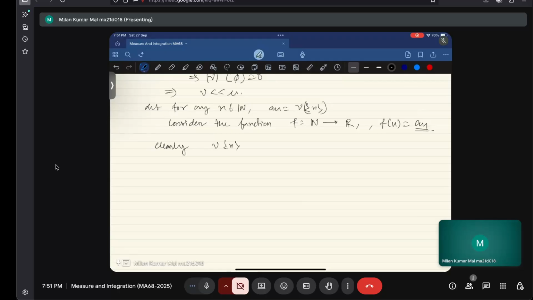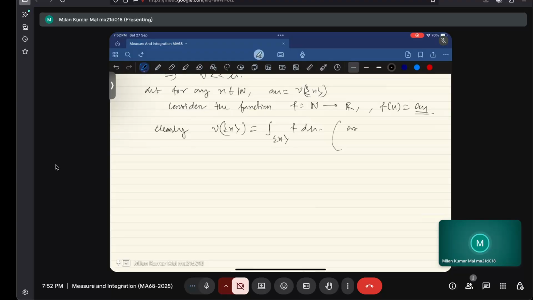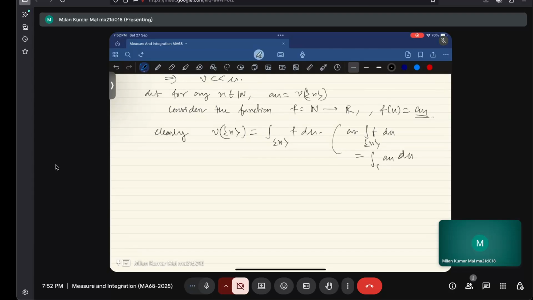The new measure of the set {n} is equal to the integration over the set {n} of f d mu. Why is this okay? Because the integration of f d mu over the singleton set {n} is equal to a_n, since on that set f is a fixed value a_n, and mu is the counting measure, so the measure of the singleton set {n} is 1. So this is actually a_n. So this is true for n.